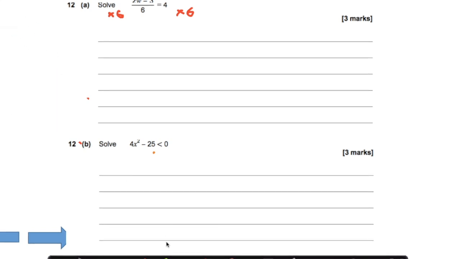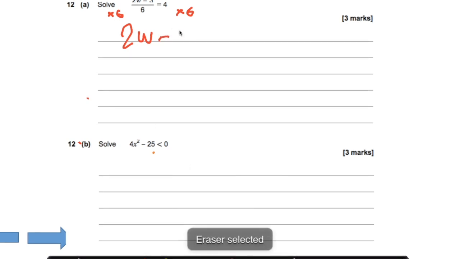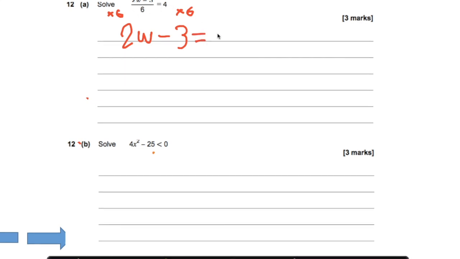Therefore, if we multiply it by 6, like we said before, we're left with what we have on the top. So we're left with 2w minus 3 equals, and then 4 times 6, 24. Suddenly this is a lot easier, or looks a lot easier to deal with. We have our first mark for multiplying both sides by 6.